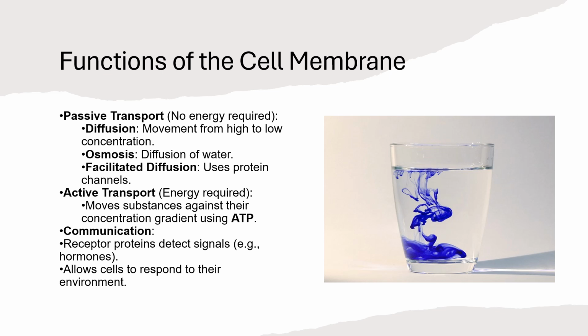And cells communicate and congregate together. Communication happens through proteins and receptors that are made of proteins to detect other proteins called hormones and other chemicals in the body, and allows cells to respond to their environment.